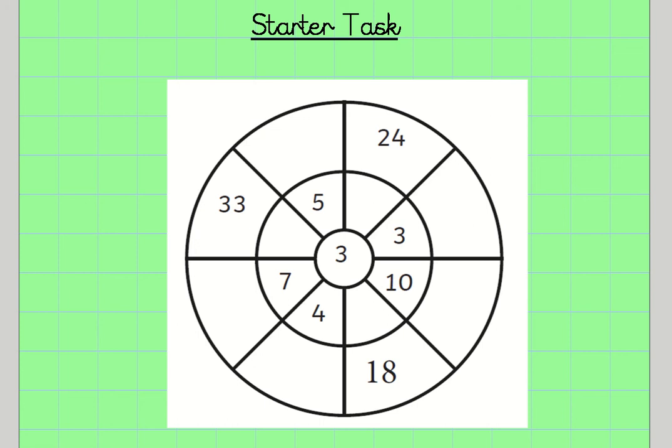Good morning, chestnuts. I hope you're ready for Thursday's maths for today, and it's going to be our last lesson focusing on the 3 times tables.